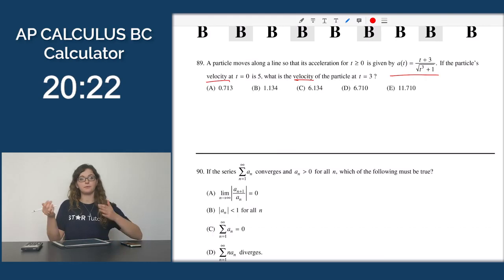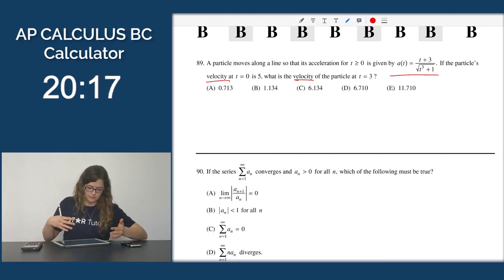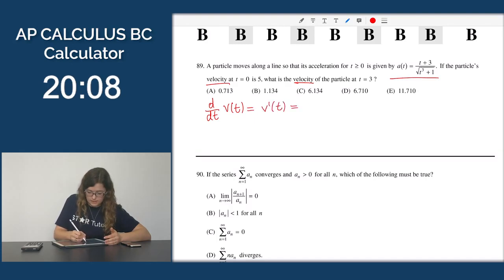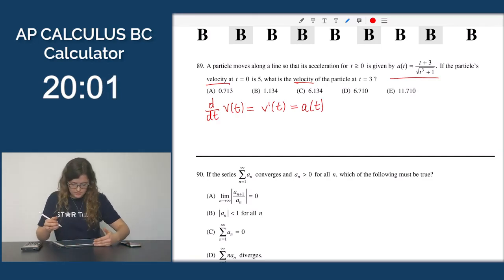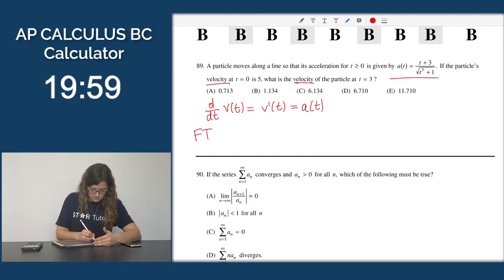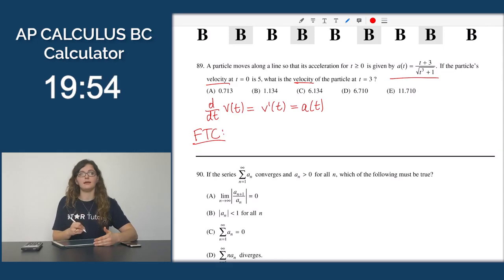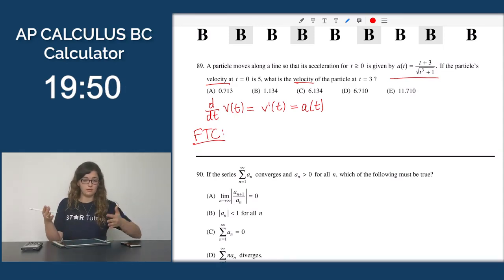So here we have to remember the relationship between the velocity and the acceleration. We need to remember that the derivative with respect to time of the velocity, which you might write as v prime of t, is the acceleration. So we want to use that relationship. We're going to use the fundamental theorem of calculus here. The fundamental theorem of calculus relates a function to its derivative via the integral.